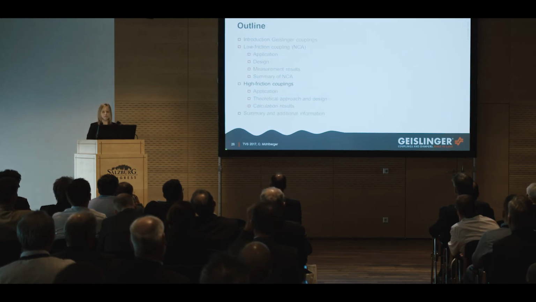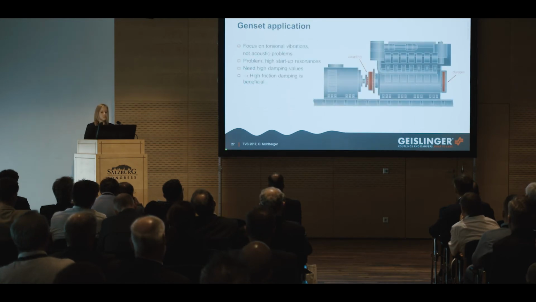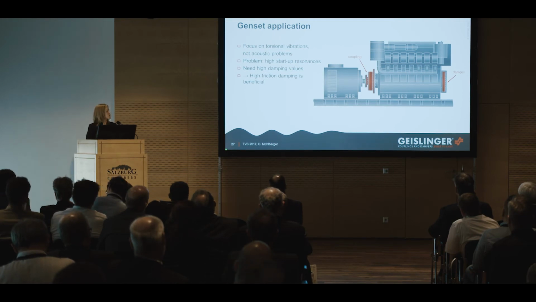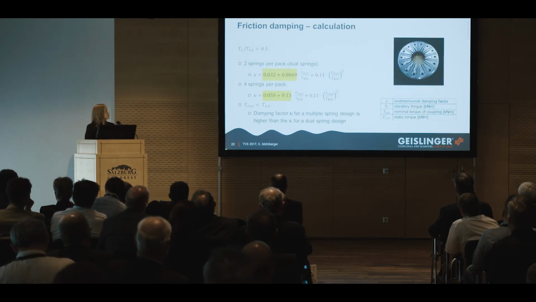So let's conclude this part, and now we move on from acoustics to standard torsional vibrations and to a coupling with higher friction, which is, for example, applied to a genset application where we probably have a problem with very high resonances during engine run-ups. In such a case, we would need very high damping values in general, so a high friction damping would be beneficial. So how do we get this high friction damping?